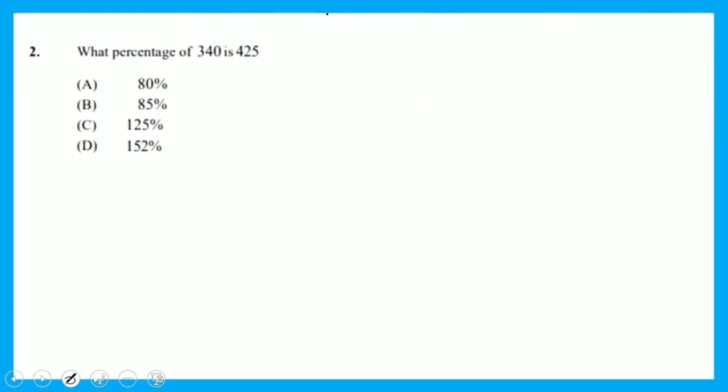All right, question 2. What percentage of 340 is 425? 425 is what percentage of 340? Do you know where to start? If you don't, start by writing down exactly what the statement says. Repeat this English question in your mind and then just write it down mathematically.